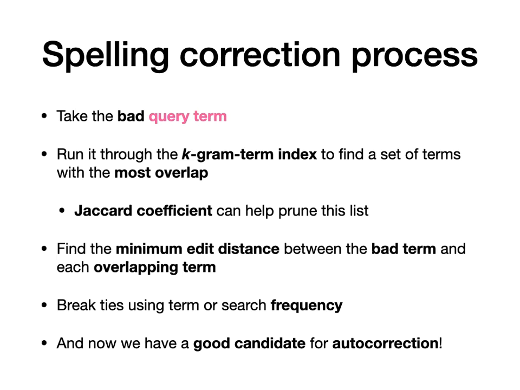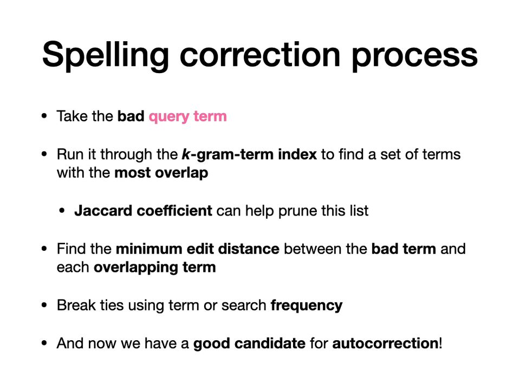So, to recap, the whole process is we're going to take a bad query, run it through the kgram term index to find a set of terms with the most overlap, use the Jaccard coefficient between those two words, also in terms of their kgrams, to prune that list, and then compute the minimum edit distance between the bad term and all of the overlapping potential terms, break ties using, say, search frequency, and then that's a good potential word for autocorrection to offer, right?